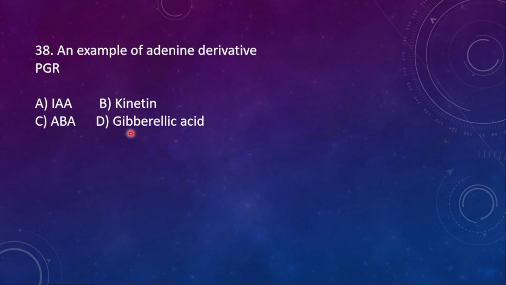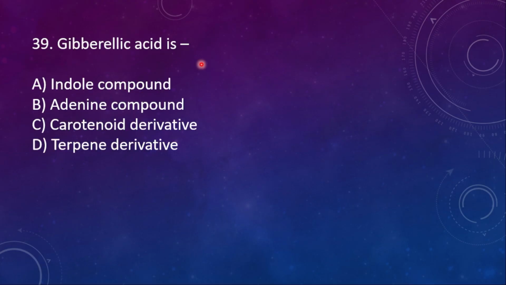So next, let's see about the questions. 38th question. An example of adenine derivative PGR. Adenine derivative, from the adenine who is going to be derived. Here the options: IAA, kinetin, ABA and gibberellic acid. Here the right option is B, kinetin. Kinetin is an adenine derivative.